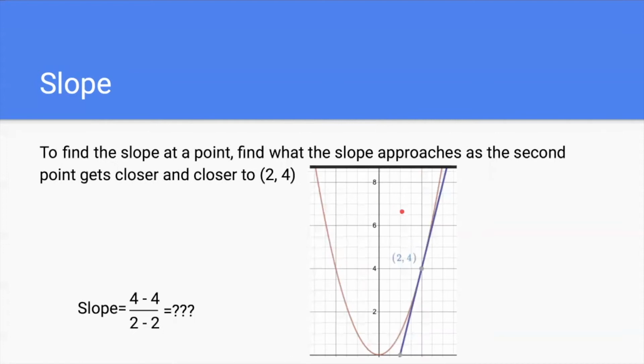And you want to move the second point closer and closer to (2, 4) and find what the slope approaches. But you can't exactly choose (2, 4) for the second point, because then you'll get 0 divided by 0, which is undefined. But with calculus, you can determine the slope at a point.